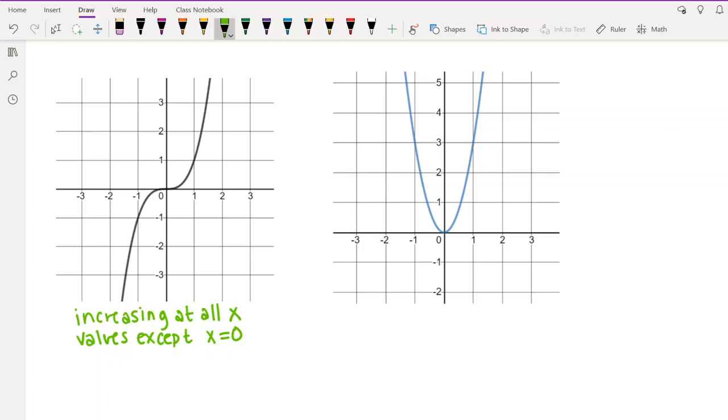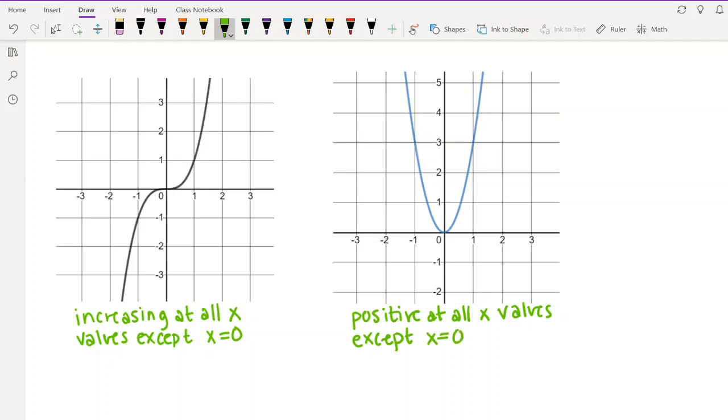And so that lines up with what we see in this picture, which is that if you look at the y values of the derivative function, those are all positive y values. So this function is positive at all x values except at x is equal to 0.